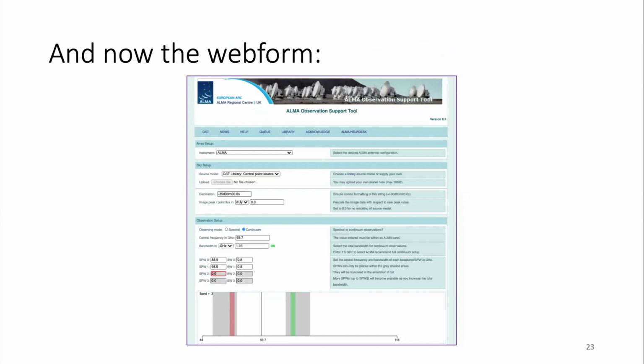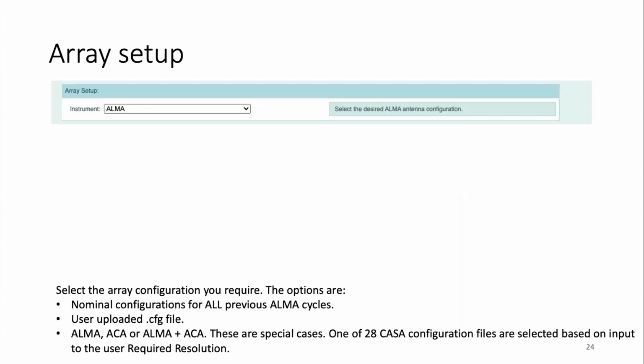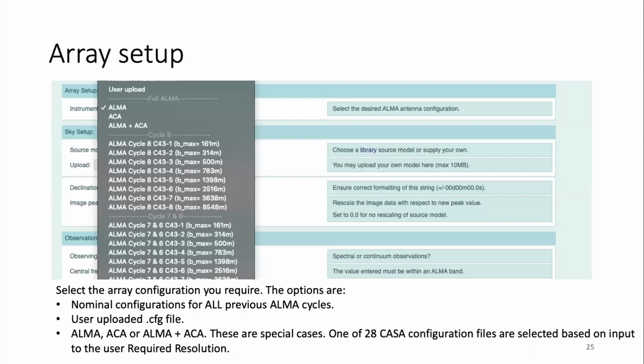So this is the web form again. We saw it on the front page. It's sectioned up into different parts of the simulation setup. First off, we have the array setup. This is selecting the ALMA configuration that you want to use. This is a drop-down menu. We have a whole bunch of options, those being the nominal configurations that get released with each call for proposals, going back from cycle 8, which is the current one, all the way back down to cycle 0. And they have some specifics that tell you the maximum baseline and things like that.